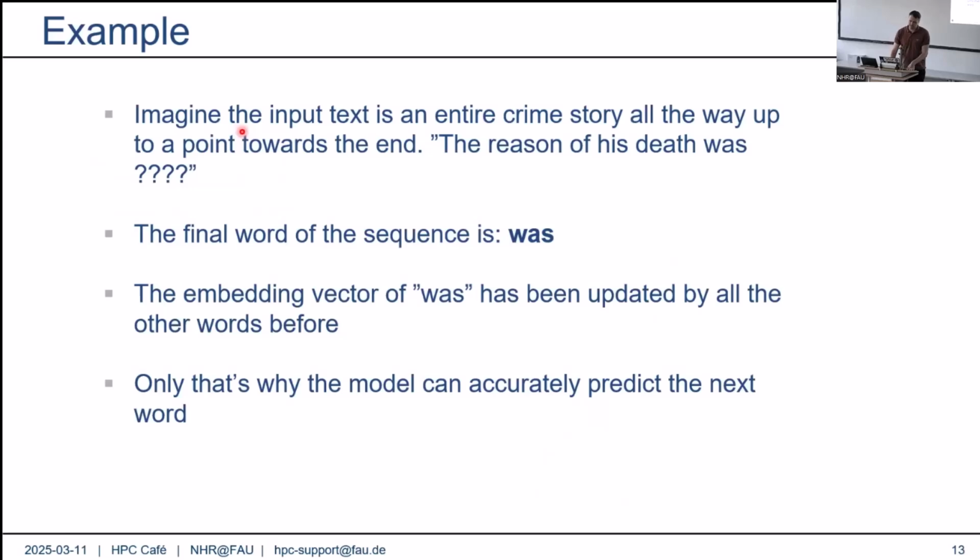So what I want to say is, when you imagine an input text that is an entire crime story, like a book, and the crime story goes all the way up to the end, and the last sentence would be "the reason of his death was". So the final word in this sequence is just "was", okay? So the embedding vector of "was" has to be influenced by all the other words that came before, until you're finally at this point, "was". And it gets updated by all those words before, and that's the reason why the model can accurately predict the next word, because it has all those inputs before.